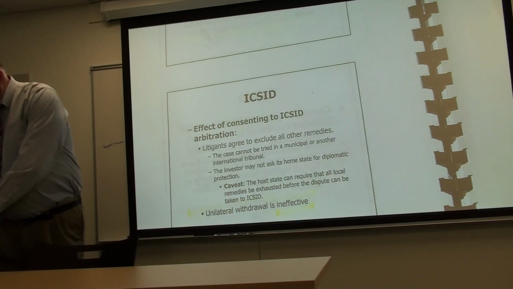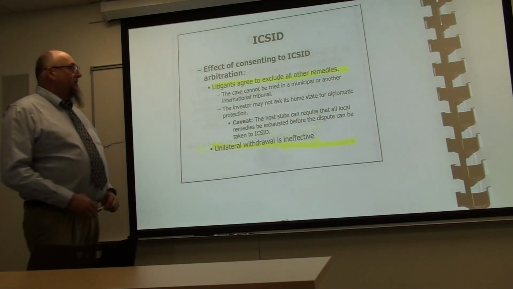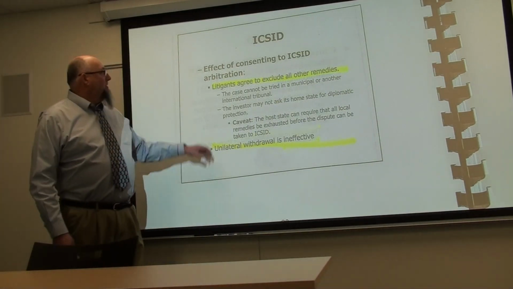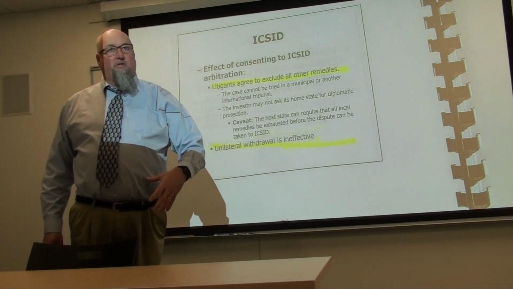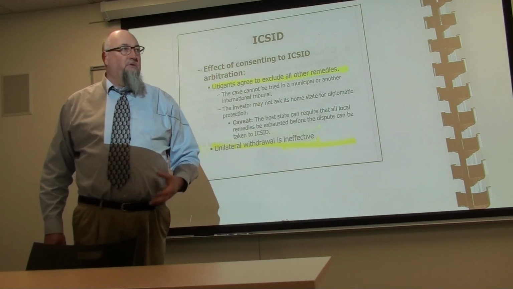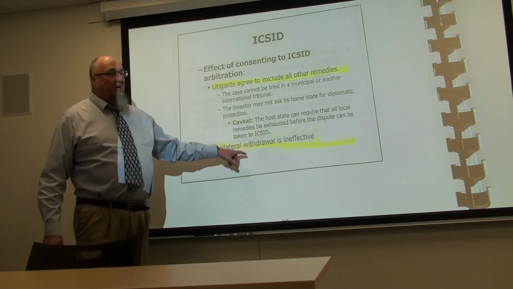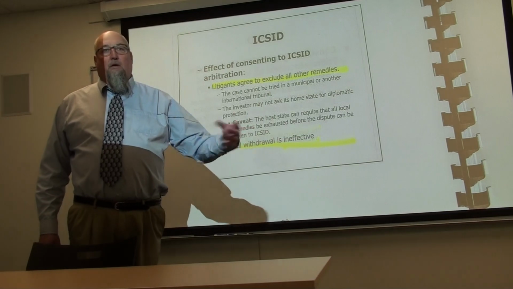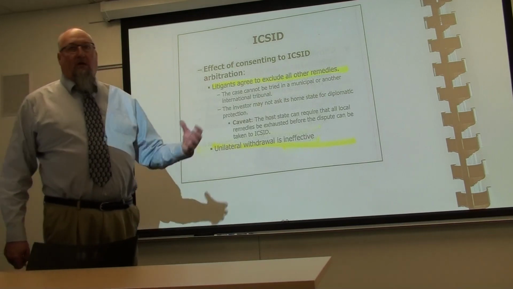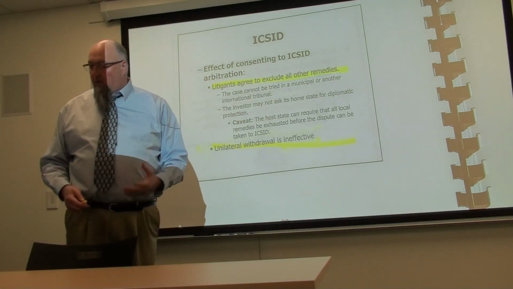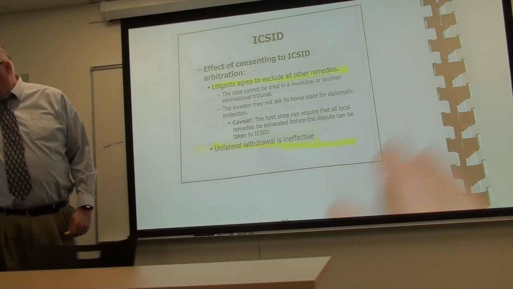Down below here, as part of being involved in an ICSID arbitration, the parties agree to exclude all other remedies. In other words, they agree that the arbitration decision will be the sole mechanism to resolve the dispute, and unilateral withdrawal is ineffective, meaning the state that has seized the property but has previously agreed to an arbitration jurisdiction cannot just on their own say, we withdraw, we're not going to follow it. They're required to maintain and comply with the decisions.